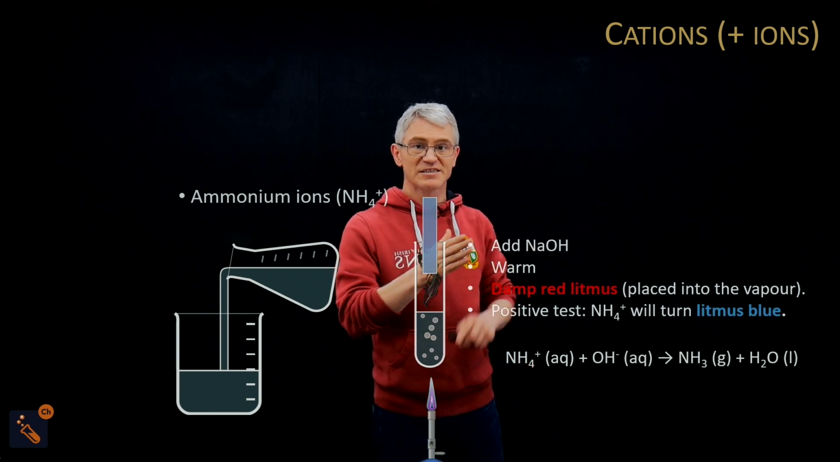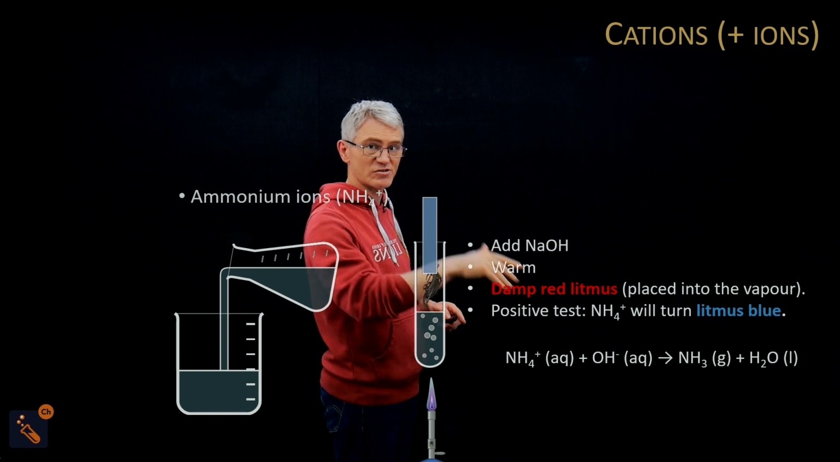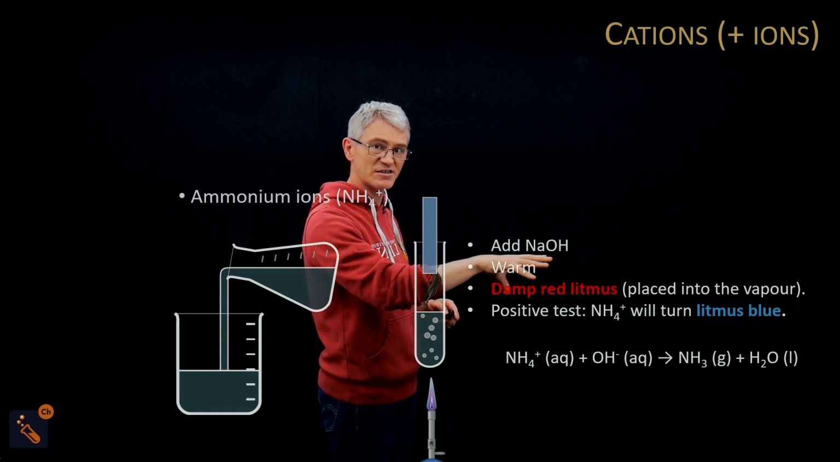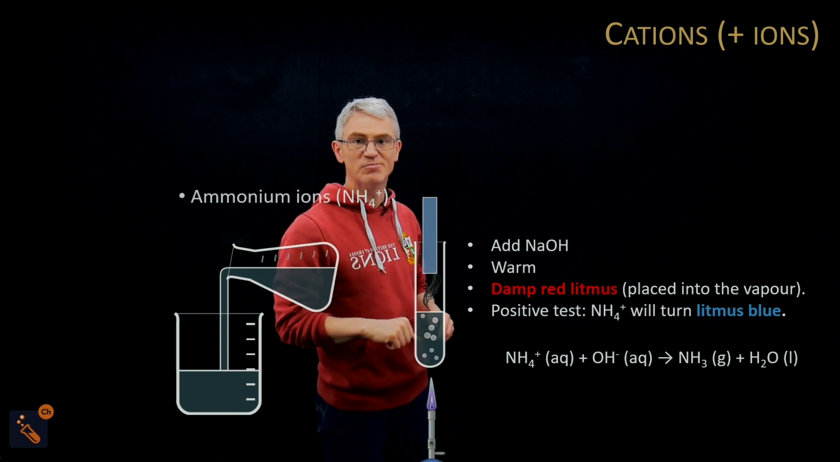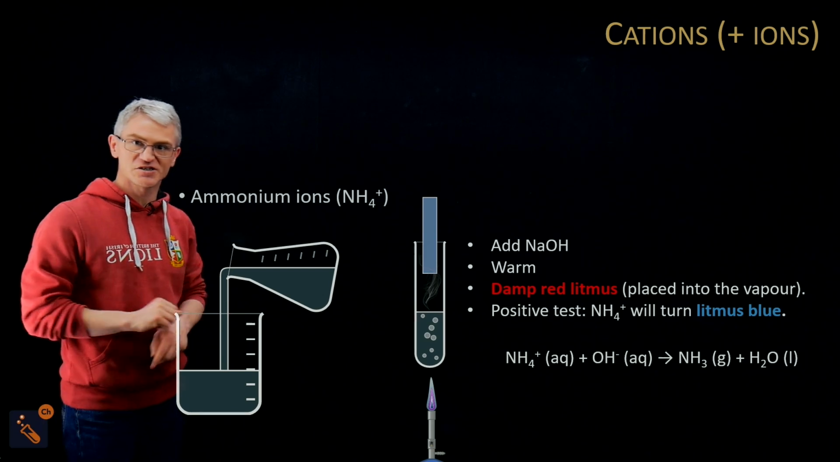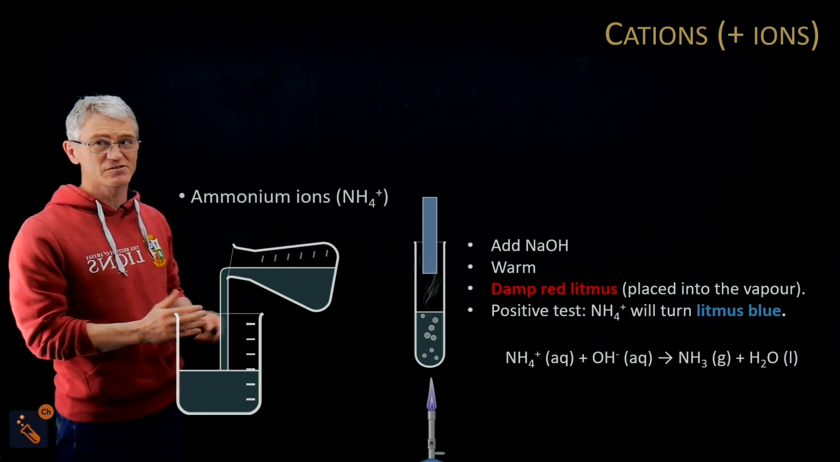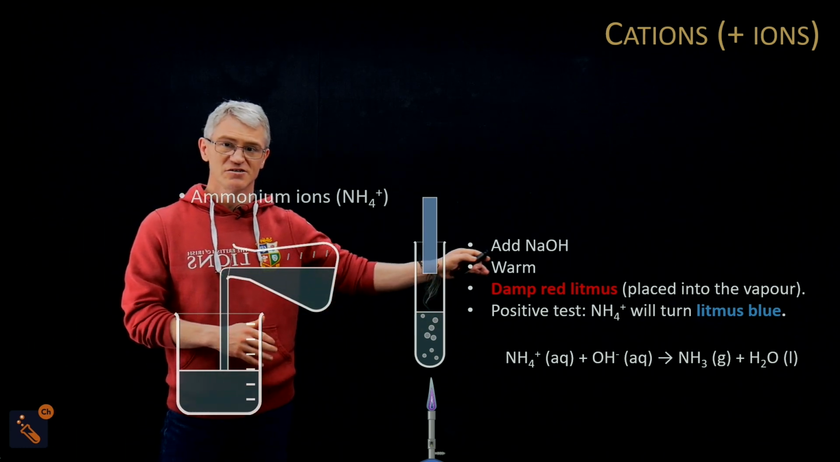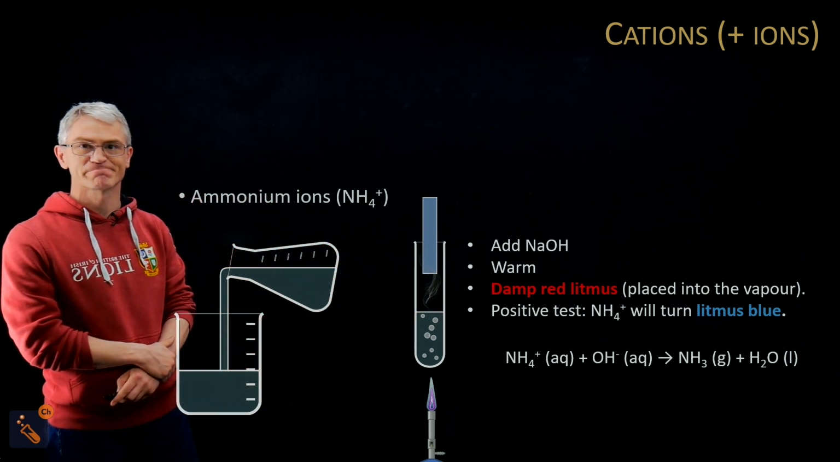So for the exam, here is what you do. You add sodium hydroxide, you warm it, you use damp red litmus placed in the vapor above. Positive test: NH4+ will turn the litmus blue. So that is your first test that you need to remember. And that can be anywhere up to 2 or 3 marks, because you could be asked the equation, you could be asked for any one of these.